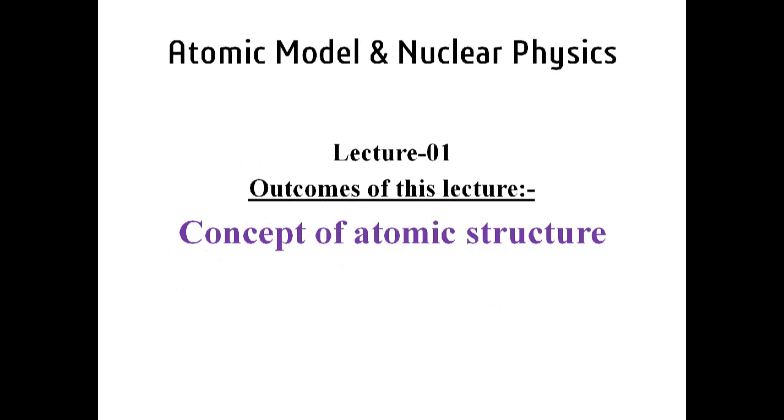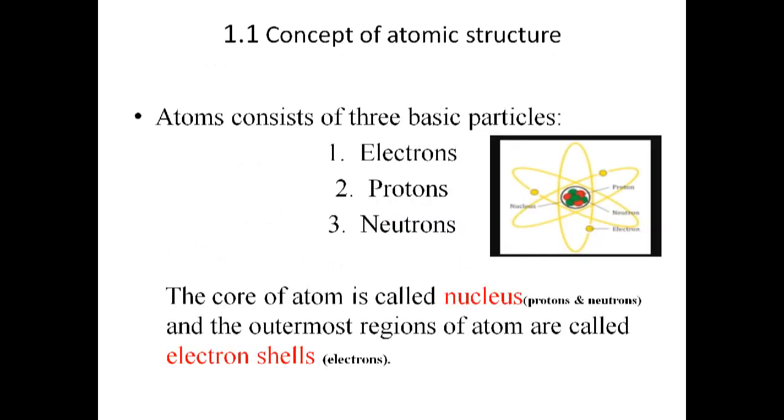The outcomes of today's lecture: the concept of atomic structure. As we already know, atoms consist of three basic particles. Simply we can say the basic constituents of an atom are electrons, protons and neutrons. The proton and neutron stay within the nucleus. The nucleus means the core portion of the atom. The outermost region is often considered as the electron shell or orbits. Basically, electrons stay within the orbit.